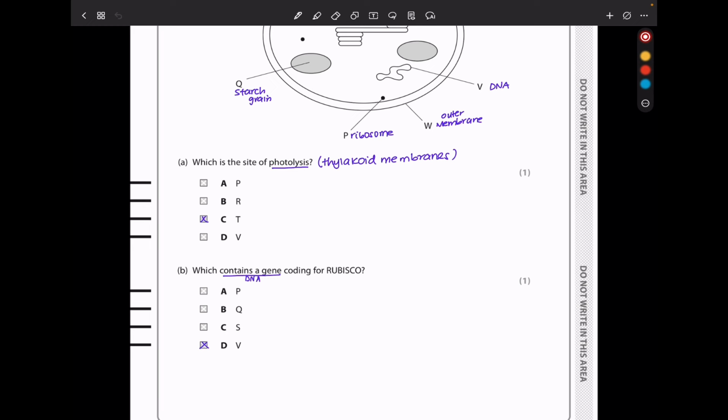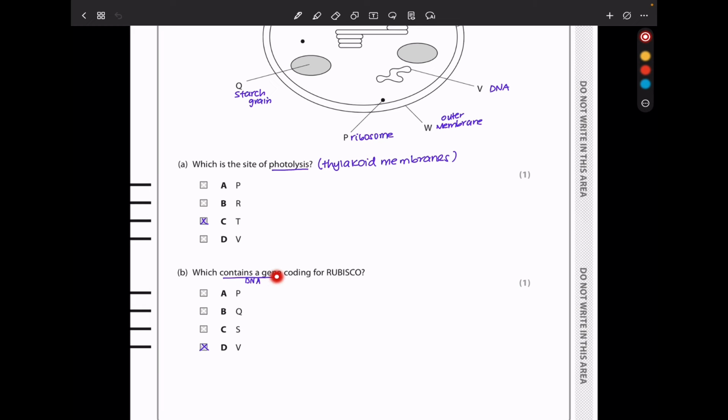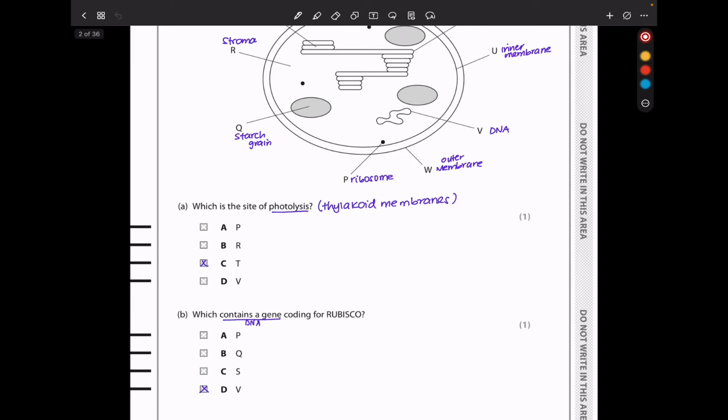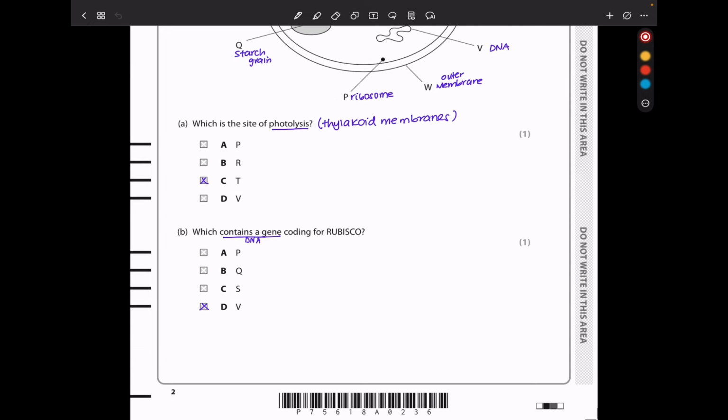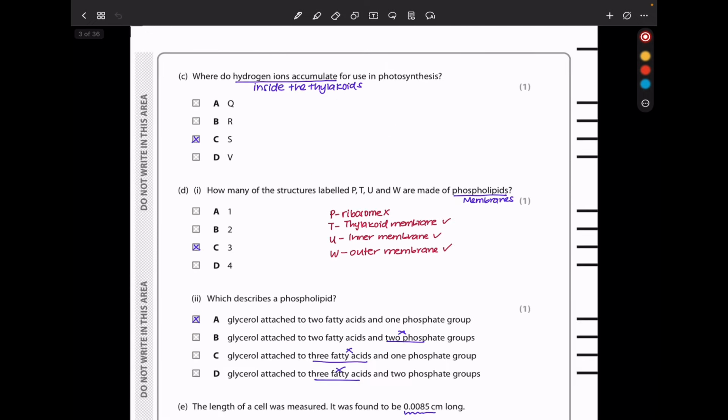And next, which contains a gene coding for rubisco? Because they talked about genes, this is going to be DNA and it's going to be part V, which is going to be D here. Next they say, where do hydrogen ions accumulate for use in photosynthesis? It occurs inside the thylakoid, which is going to be structure S, so the answer is C.